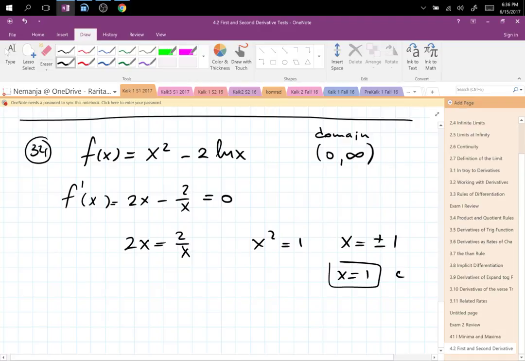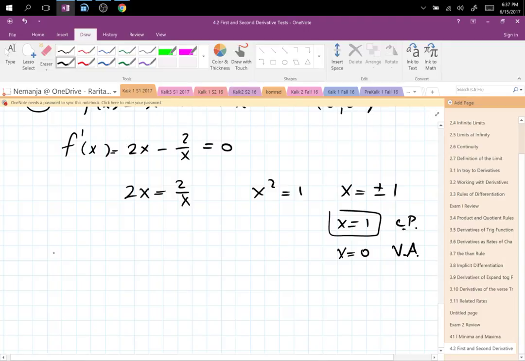This is the critical point, and we also have x equals 0 as a vertical asymptote. But partitioning starts at 0 anyway, and here it is at 1. So 0, 1, and going to infinity. This is how our graph looks. There is nothing left of 0 because the domain is 0 to infinity, and then there is a vertical asymptote. We partition the entire domain using vertical asymptotes and critical points. The derivative exists at all other points.